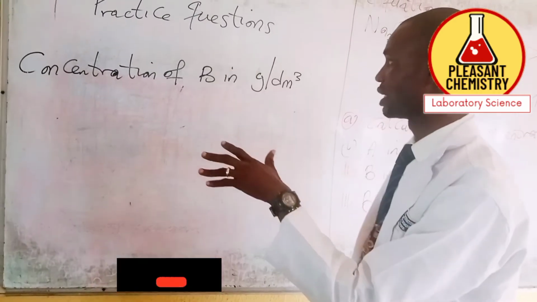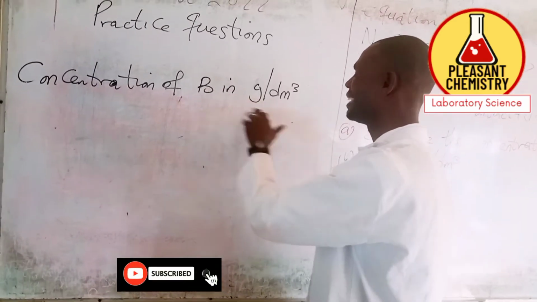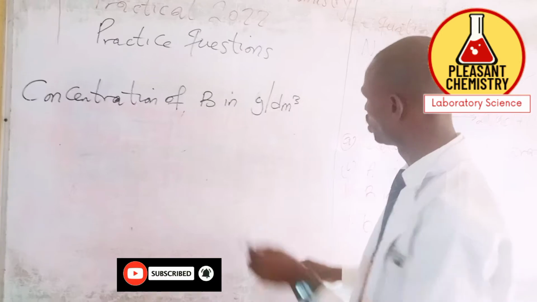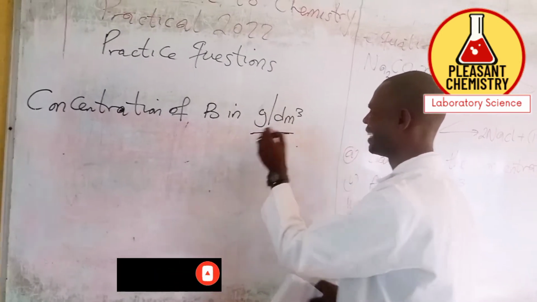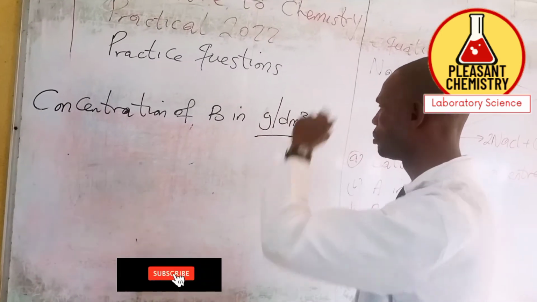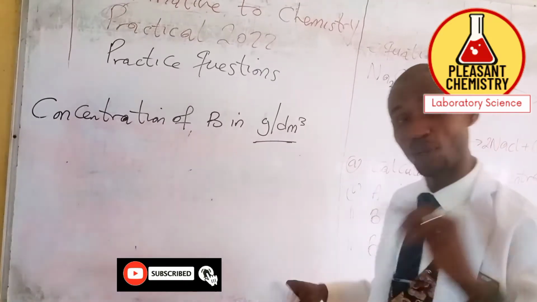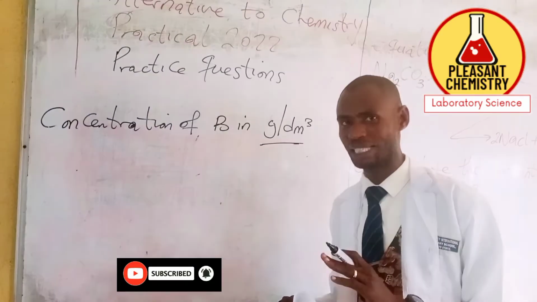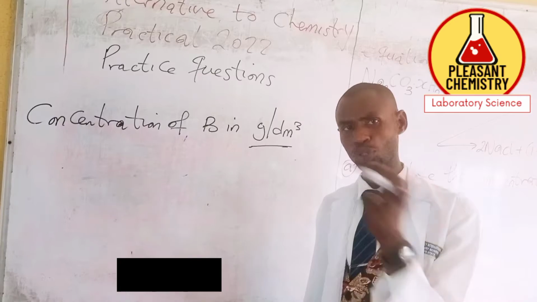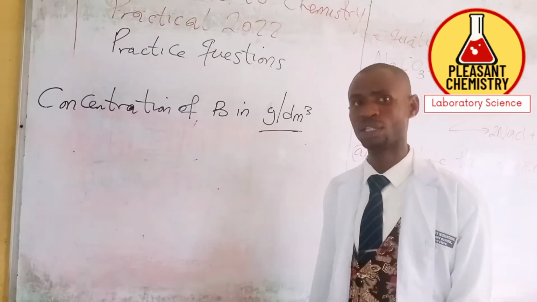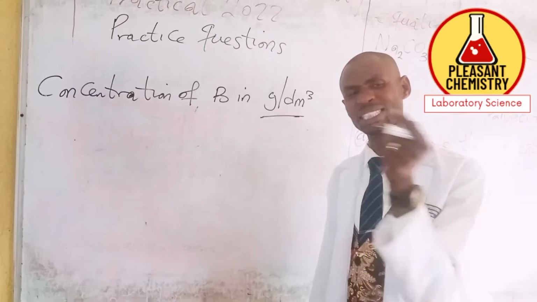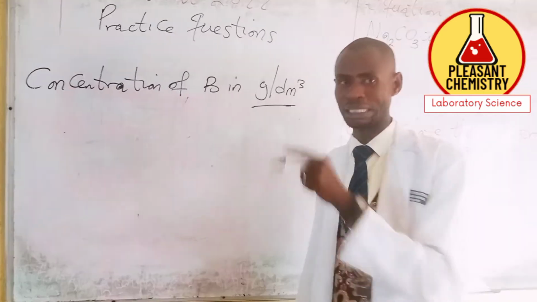Now the next question says concentration of B in gram per dm cube. You need to be careful of the unit in gram per dm cube. So if you are calculating concentration in gram per dm cube, the formula to use is quite different from when you are calculating concentration in mole per dm cube.